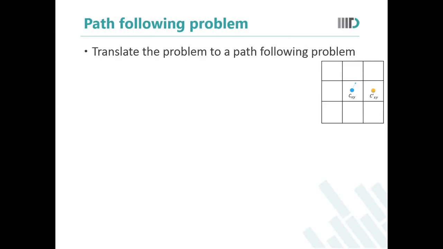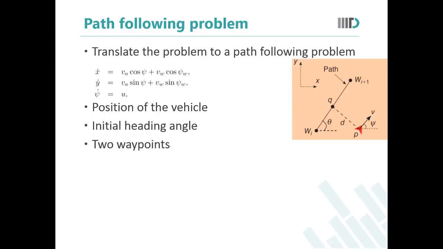So what we do is we formulate this as a path following problem. In path following, you have the kinematic constraints, and I know the position of the vehicle, let's say here, and the two cells are going to be like two waypoints for me. And I know the heading angle, which is going to be my psi, and I know the line of sight angle, which is basically my theta.